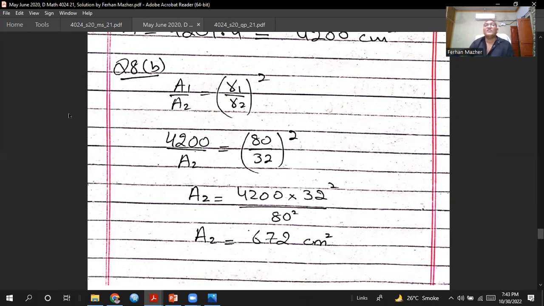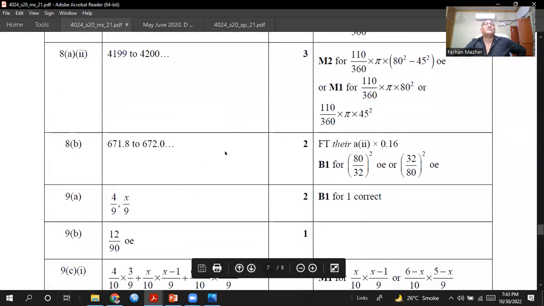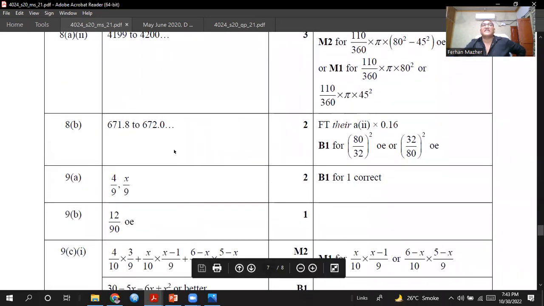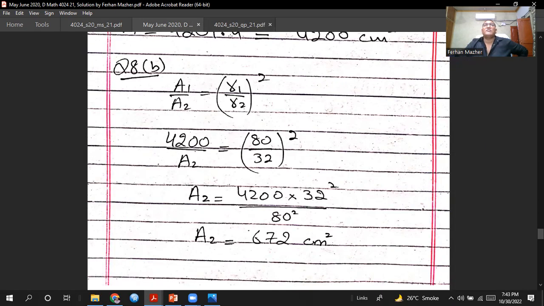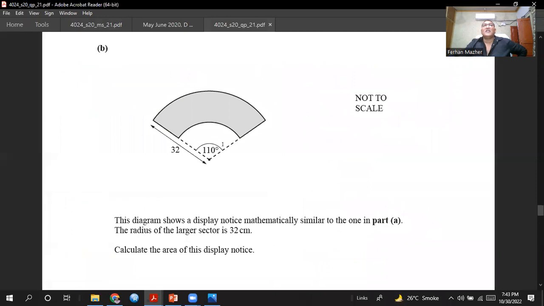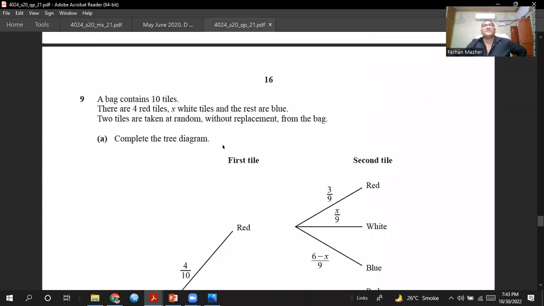So area 2 will be, when you do this on your calculator, 4200 multiplied by 32 squared divided by 80 squared, and that will be 672 centimeters squared. So our answer is right. This is how you do question number 8, B part. Hopefully you understand. Okay, so we are going to the next question.